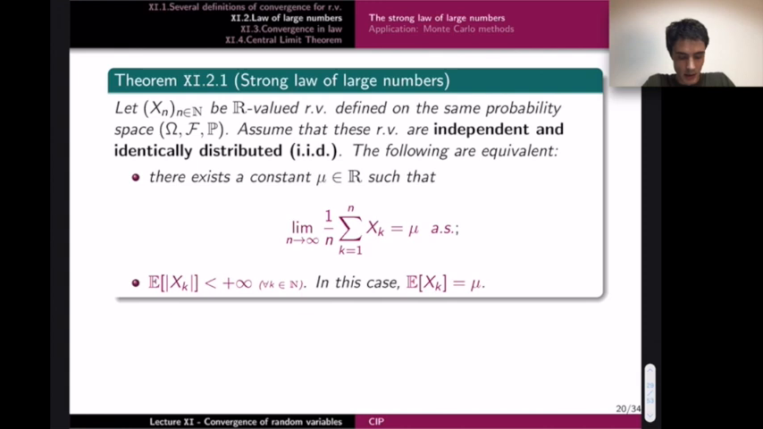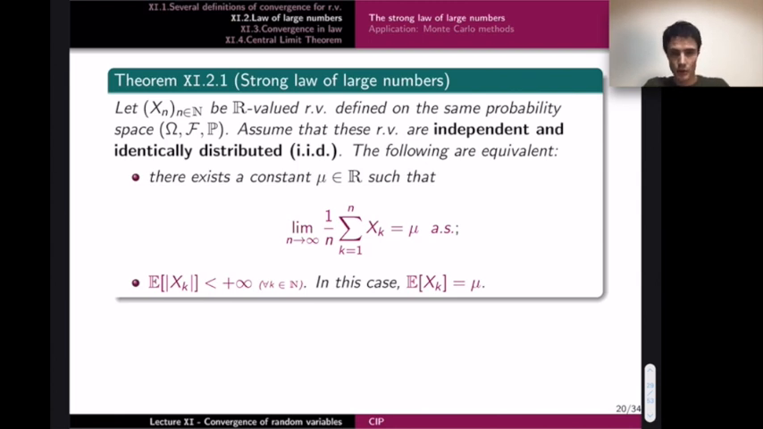If this converges almost surely to some value mu in R, I'm talking about real valued random variables, it works also in R^d, then I can deduce that the Xk's, which have the same law, have a finite first moment. They have finite expectation, and in this case, this mu has to be the expectation of Xk. You see that the choice of k is not important because they all have the same law. It can be X1, X2, anything.